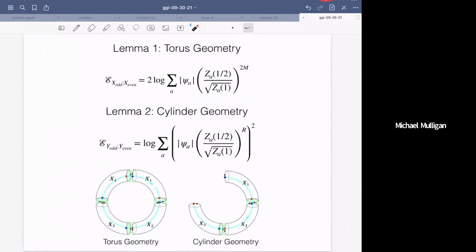So the two results, where the entanglement negativities are expressed in terms of edge state partition functions, or rather ratios of edge state partition functions, I refer to these as lemma 1 and lemma 2. I think it's not necessary for me to go over some of the intuition for these results. So I'm going to skip these results, but turn the page slowly.